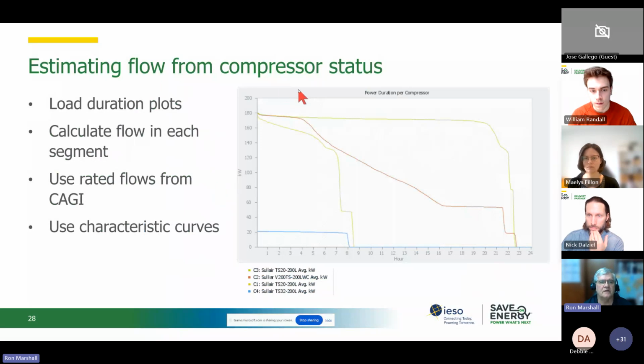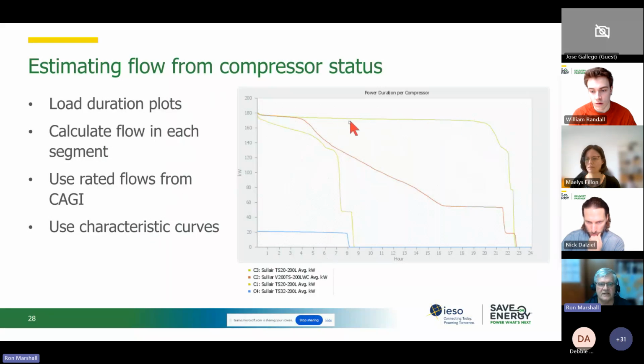Estimating flow from compressor status, load duration plots. So that's what I call these, right? Calculating flow in each segment. So we could calculate the flow in each segment throughout here, the loaded portions only, right? And we could use flows from KGI sheets too, and characteristic curves.